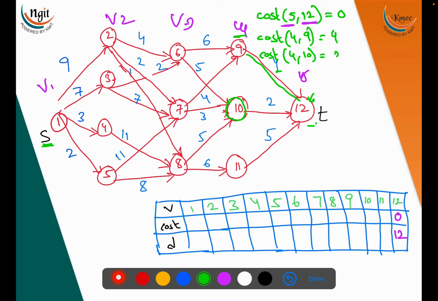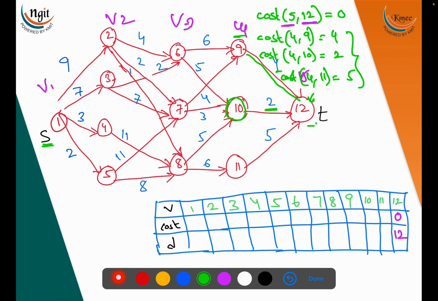4 comma 10 value is 2. This value, I am writing this value. And the next is cost of 4th stage, 11th vertex, which the value is 5. Now put the same values in the table. Next time whenever you want these values, you need not calculate. Better you take from the table. That is the reason I am taking the tabulation method.